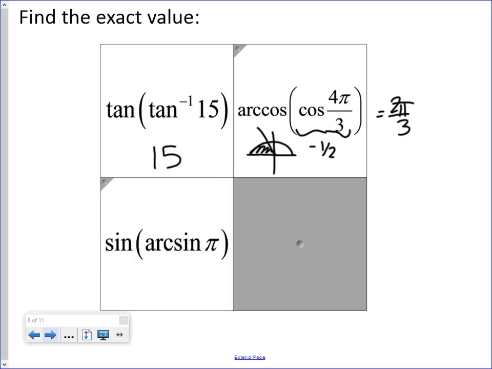Sine of arcsine of pi. What's that, Jacob? It is not possible. Can you do the arcsine of pi? No, because arcsine has a domain of negative 1 to 1. Okay? The ratio must be between those two values, negative 1 to 1. You can't have a ratio that's more than 1. Pi is 3.14. So this is not possible.